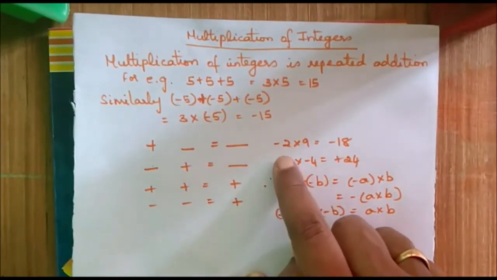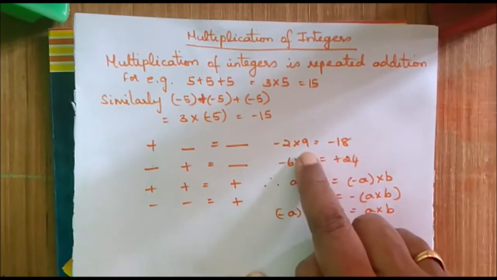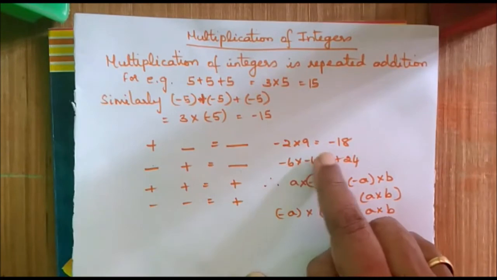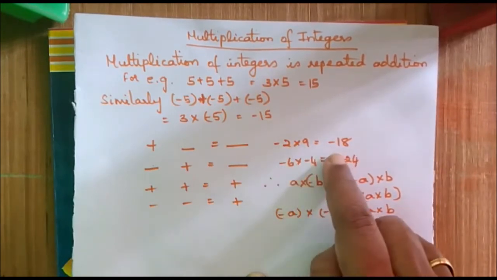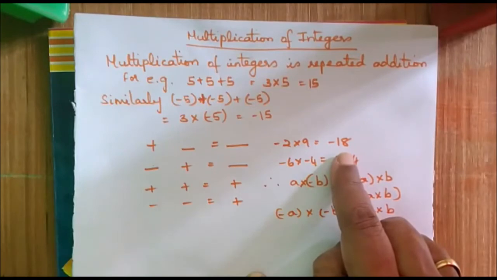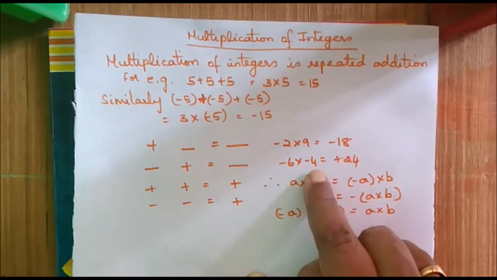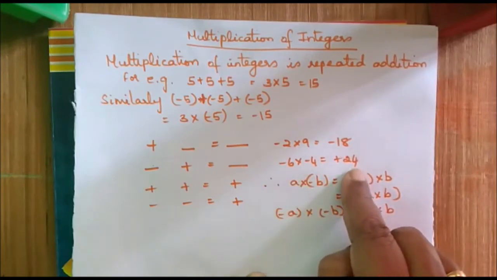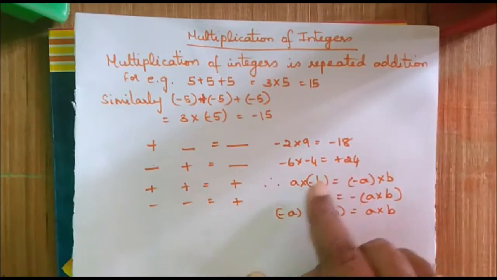For example, minus 2 into 9 is minus 18. Here 9 is positive. It is not necessary to keep the symbol of 9. It is enough if we know that minus into plus is minus. So the answer is minus 18. Similarly, minus 6 into minus 4. 6 into 4 is 24. Minus into minus is plus. So it is plus 24.